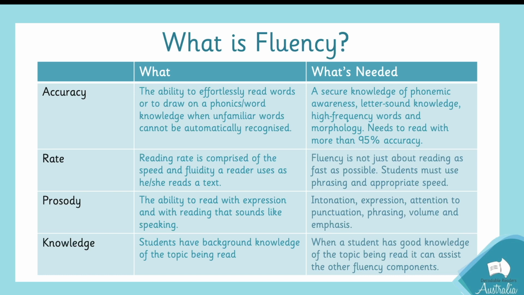So firstly, let's have a look at the components of fluency. There are 4 key components to fluency. The first one being accuracy. This is all about automaticity and lifting those words off the page. This requires the ability to effortlessly read those words or to draw on phonics and word knowledge when unfamiliar words cannot automatically be recognized. Now, students require a secure knowledge of phonemic awareness, letter sound knowledge, high frequency words and morphology. They also need to read with more than 95% accuracy to be classified as a fluent reader.